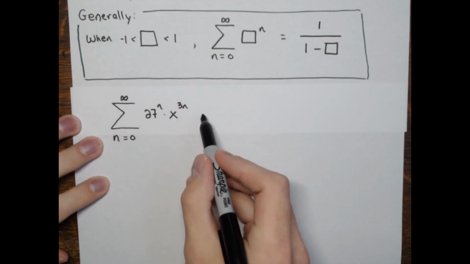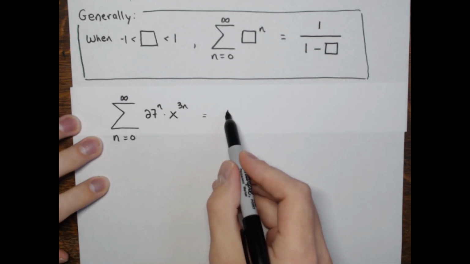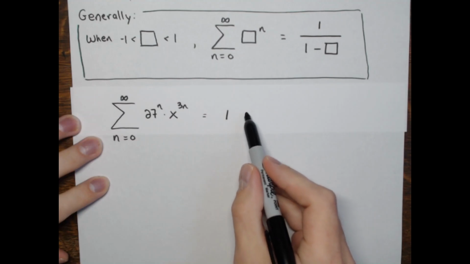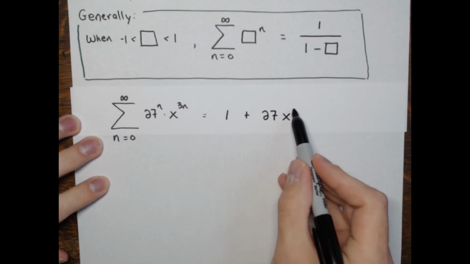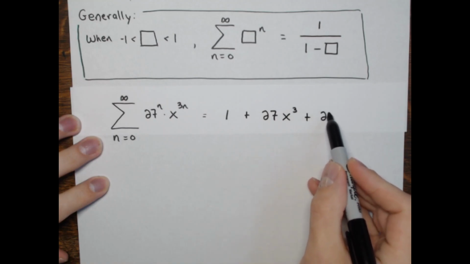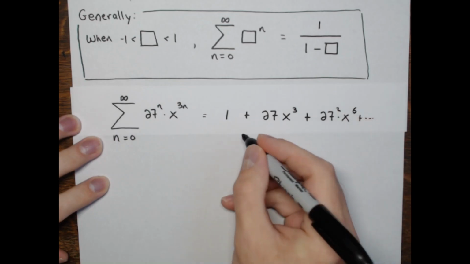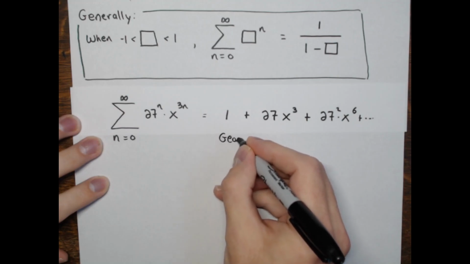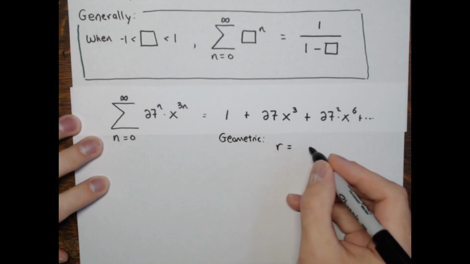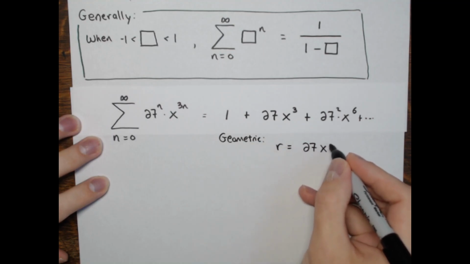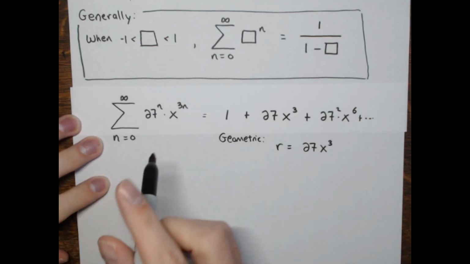power. Now, if I wrote out the first several terms of this, this would be 1, where everything's to the 0 power, plus 27 times x cubed, plus 27 squared times x to the 6th, and so on. We can see that this is geometric. And the common ratio is 27x cubed. To get from one term to the next, I keep multiplying by 27x cubed, right?